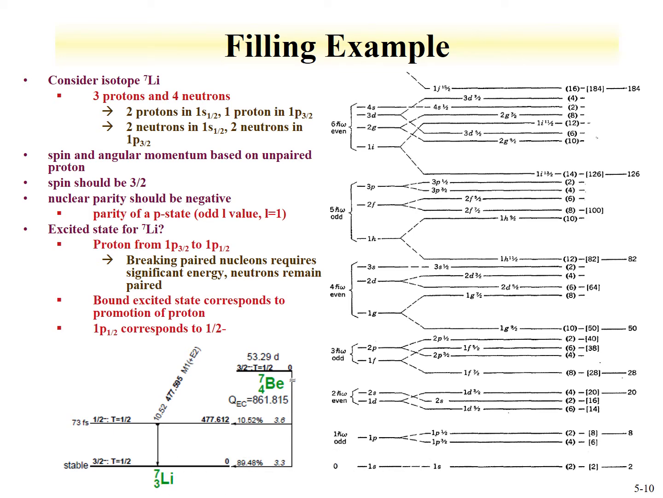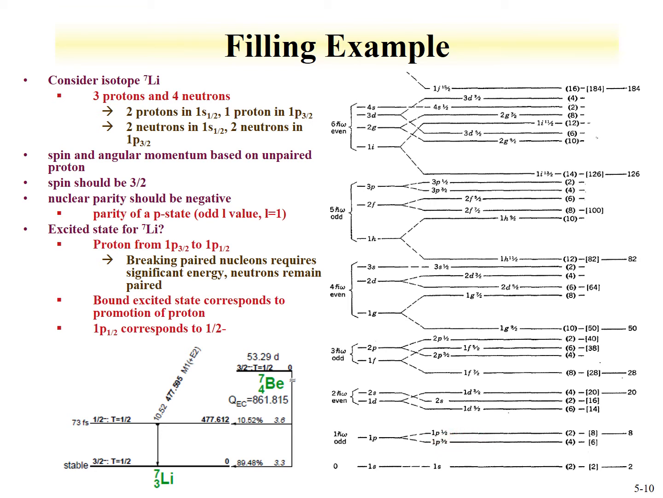The excited state, shown here of lithium-7, is 1/2 minus. So the question is, if I have an excited state, I can either take the unpaired proton and excite it, or split one of the paired neutrons and excite one of those. It's much easier for the first excited state just to take the unpaired nucleon and excite it. So the unpaired nucleon would be living in this 1p 3/2. The next state up would be the 1p 1/2 state.